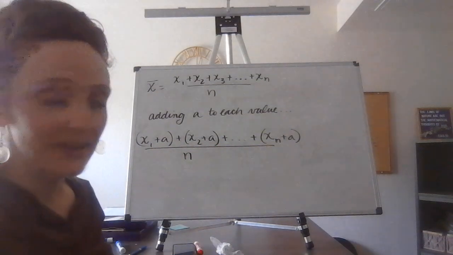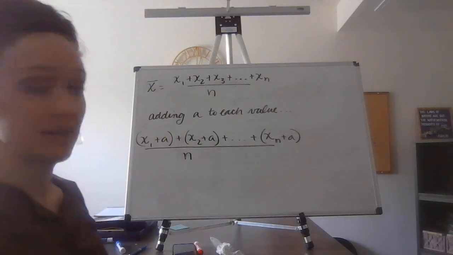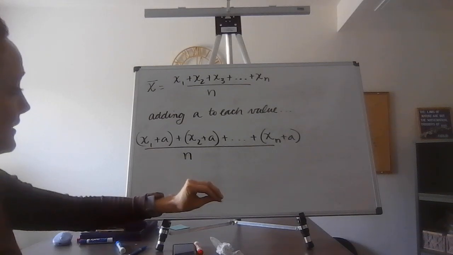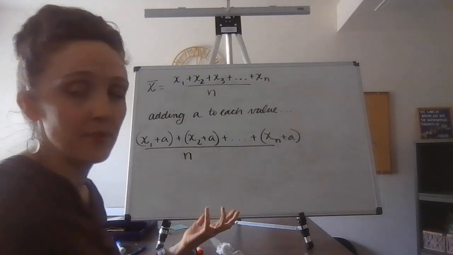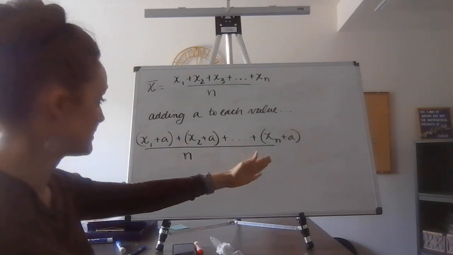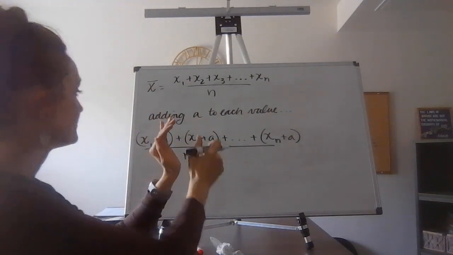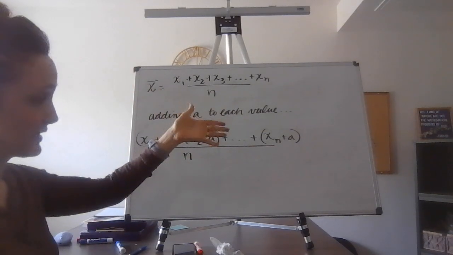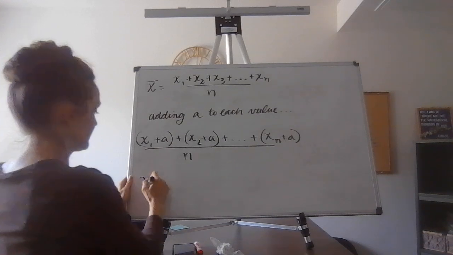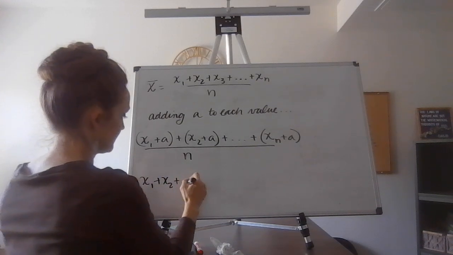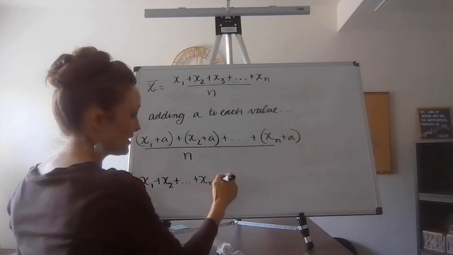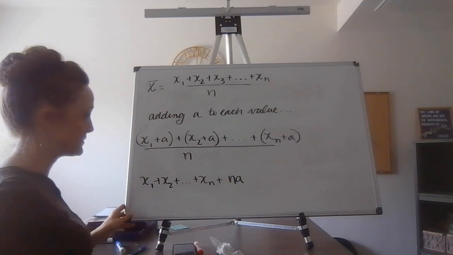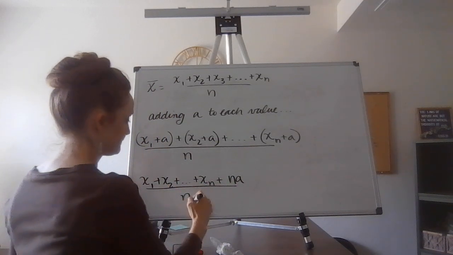But how many of those are there? How many a's do we have? We can use the commutative property of addition to group all of those a's together, and then there would be n of them, wouldn't there? There would be n a's because there are n different individual values, right? So n a's, and then we could rearrange so that x1, x2, all the way to xn are together again. So x1 plus x2 plus up to xn, plus a whole bunch of a's, n of them, n times a, all of this over n.